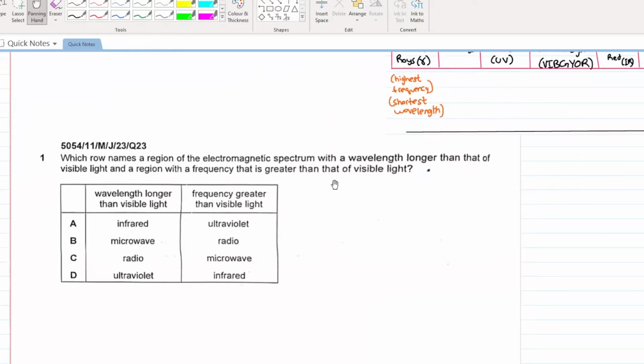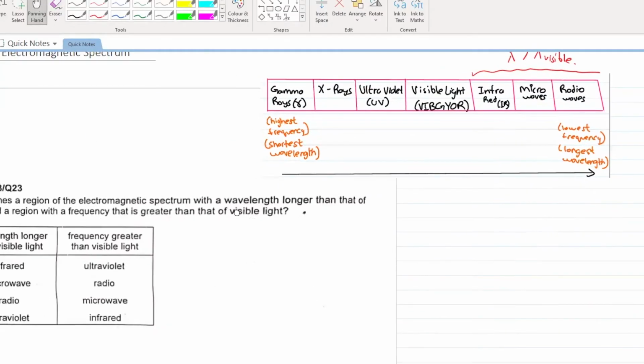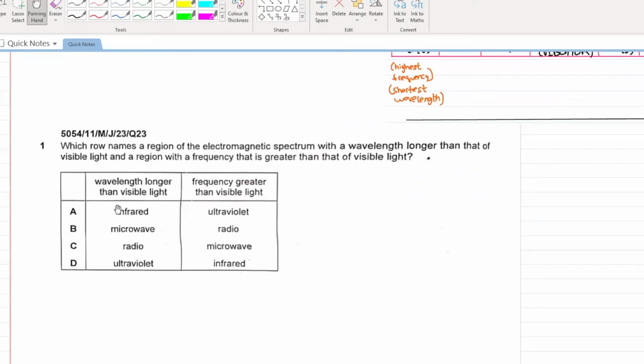Okay. So first of all, let's see the electromagnetic spectrum. We have to see a wavelength that is greater than visible light. So these three components have a wavelength greater than the wavelength of visible light. Let's see if we have any options like that: infrared, microwave, and radio waves. Infrared, micro, and radio are there. We will cancel out option D.